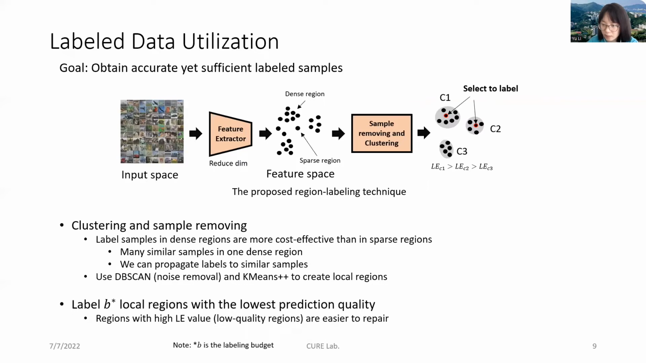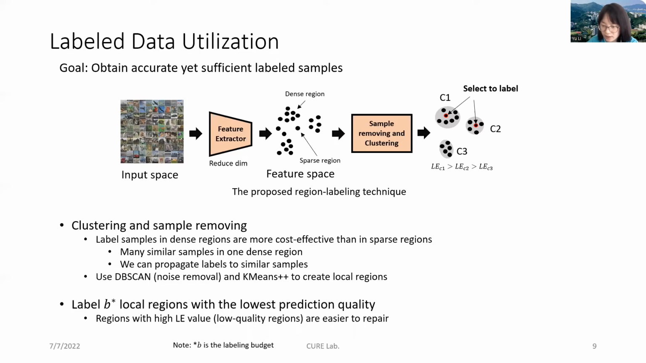Under the given labeling budget, we propose a region labeling technique that selectively annotates data. First, we project the samples from the input space to the feature space, which has a lower dimensionality. The similarity between samples is easier to measure in the low-dim space. Second, we remove those samples located in sparse regions, and we cluster the remaining samples into many local dense regions.